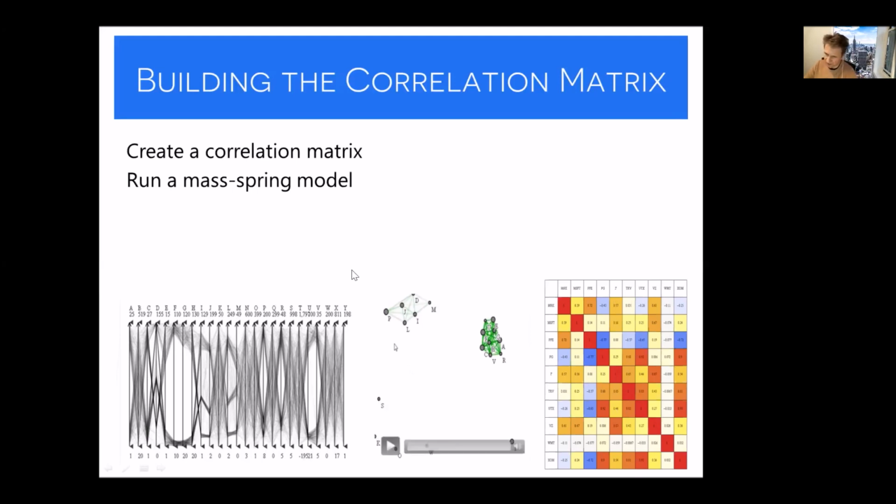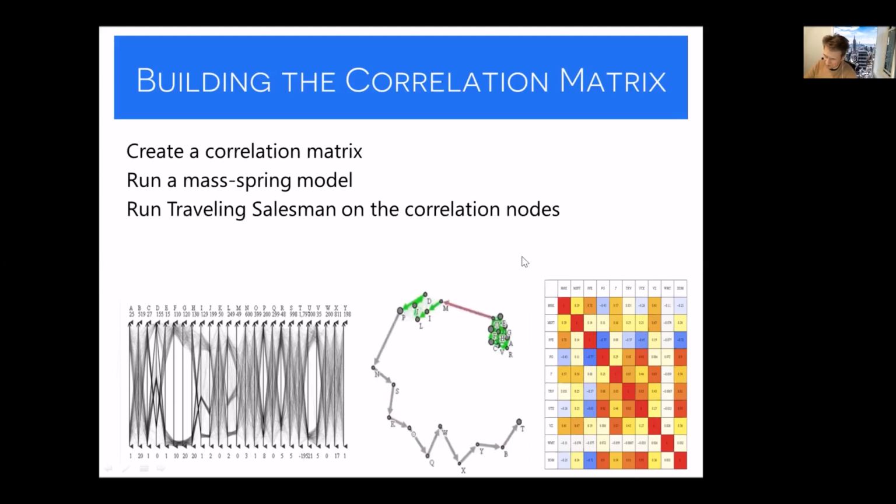So now what can I do? What I can do is run the traveling salesman algorithm on this, and I can now connect them. I can say, okay, these guys are low connected, so I can basically run this traveling salesman algorithm that finds the shortest path among all these points.